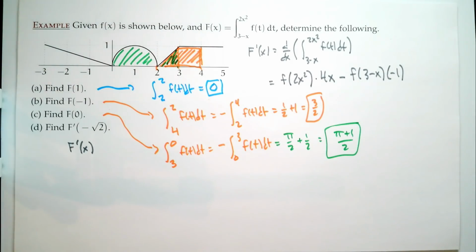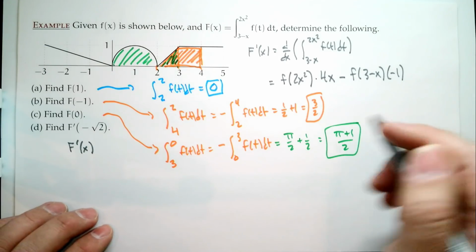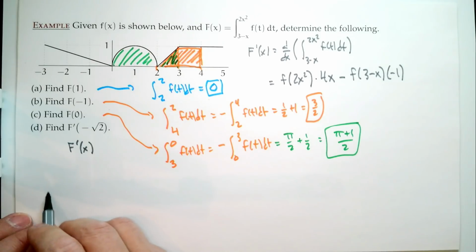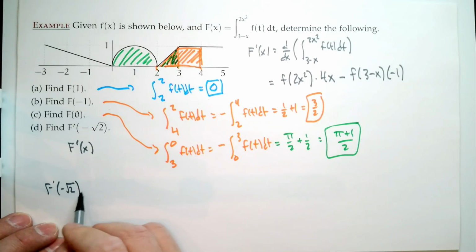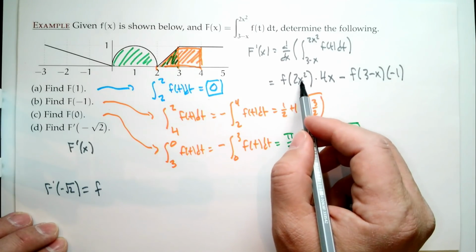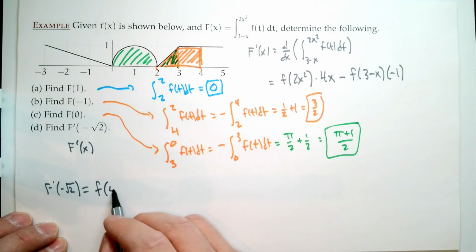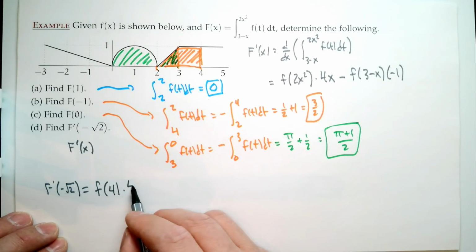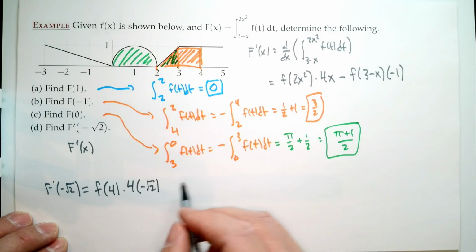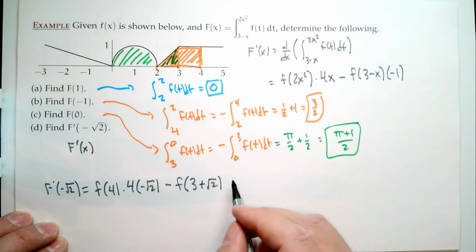So what do we do next? Well, we're trying to find f prime of minus root 2. So if we plug this in, f prime of minus root 2 will be little f of 2 times minus root 2 squared. Well, that's 2 times 2, that's 4. So f of 4 times 4 times minus root 2, minus f of 3 minus root 2, so that's 3 plus root 2, times a minus 1, which makes that into a plus.